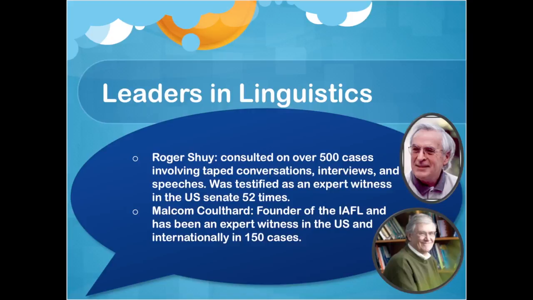And so these are just some examples of some linguistic scientists that are out in the field right now. Roger Shuy was consulted in over 500 cases involving taped conversations, interviews, and speeches. He has testified as an expert witness in the U.S. Senate 52 times, so he's a real famous guy out there in the linguistics field who's been really helpful in solving many crimes. And then Malcolm Coulthard has founded the Institute for American Forensic Linguistics, and he's been an expert witness in the United States and internationally in 150 cases.